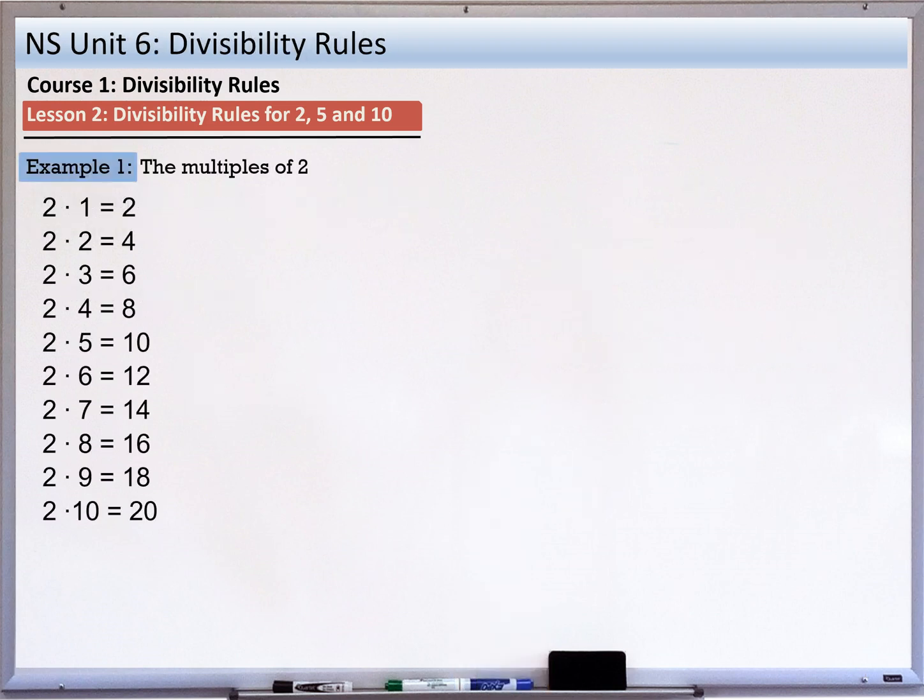All right, so divisibility rules could easily be called divisibility patterns. And what we mean by divisibility is when I divide the number, there's no remainder. So divisible by means I don't have a remainder. So the multiples of 2. Do you notice a pattern in the multiples of 2? Let's look at it a little bit closer.